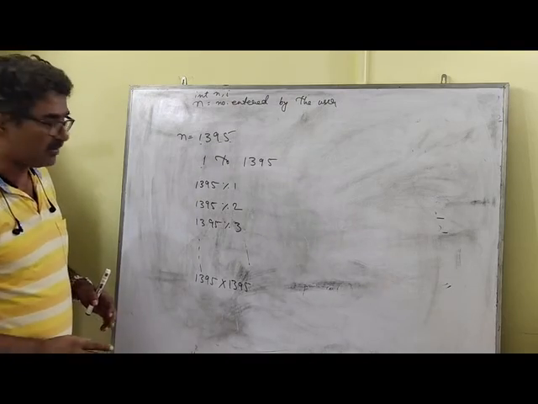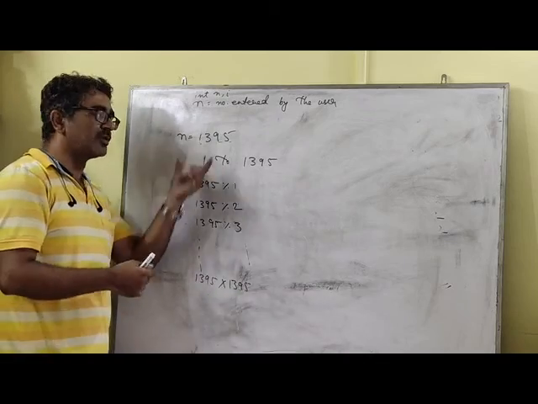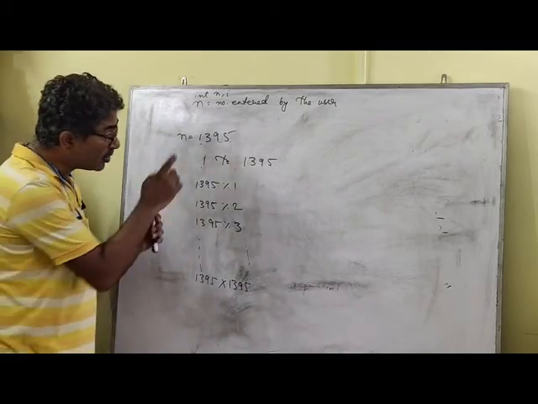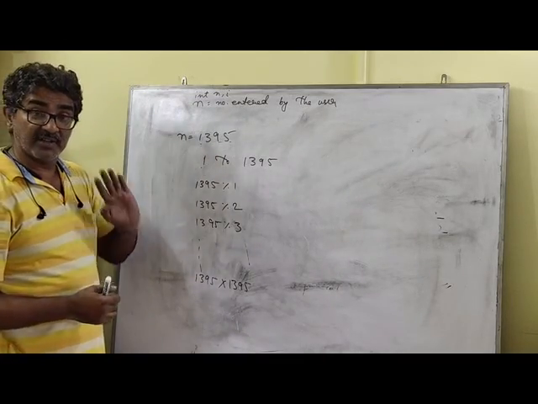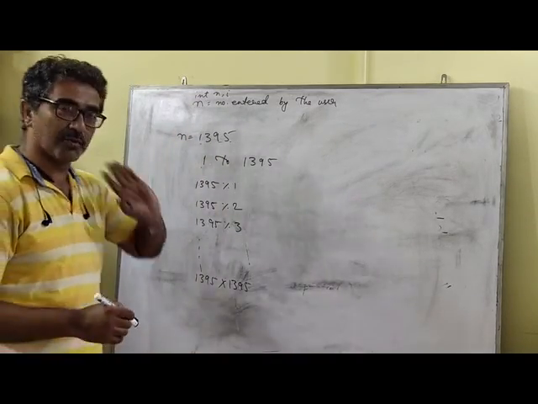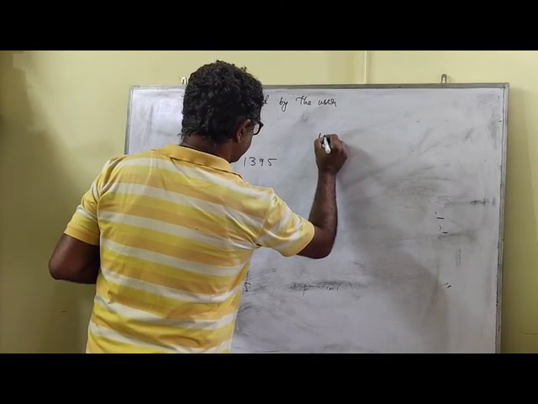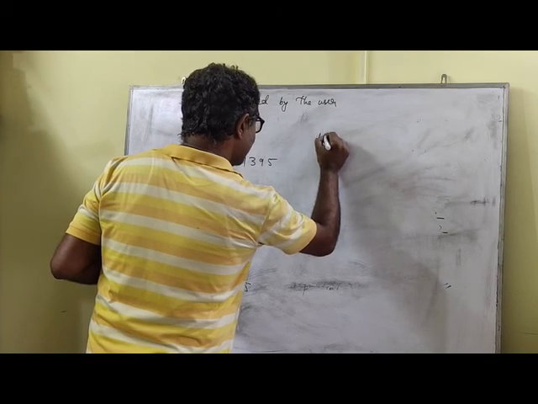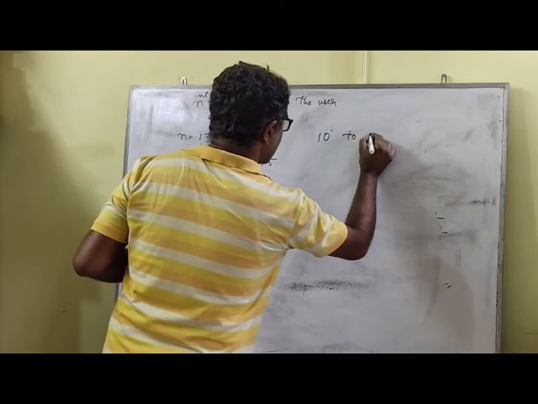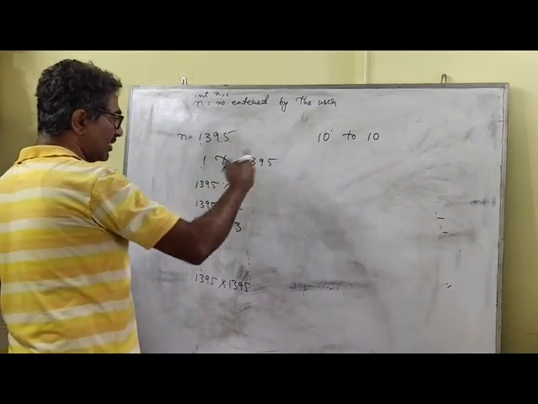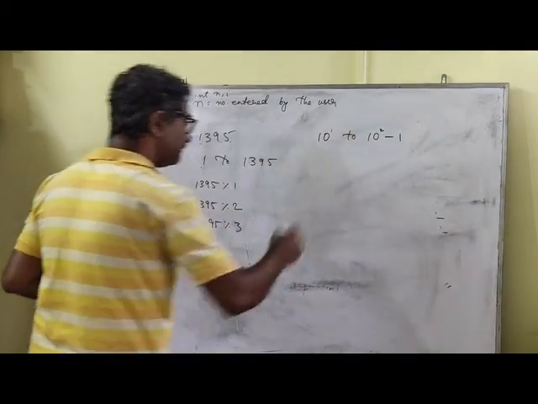For a vampire number, you cannot have a 4-digit number with a 3-digit factor. It should have exactly half the total number of digits of the given number. So if the number is 1395, I should have the factors from 10 to the power 1 to 10 to the power 2 minus 1. I'm writing it this way for clarity, and I'll tell you why.